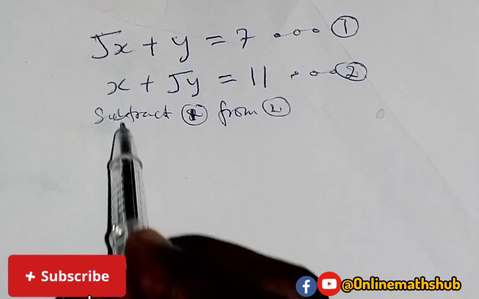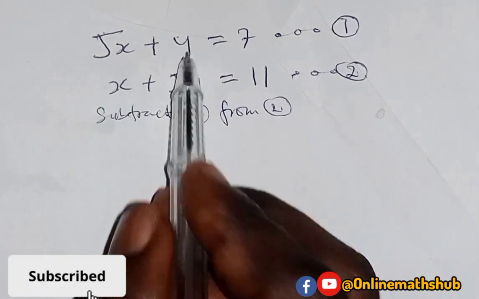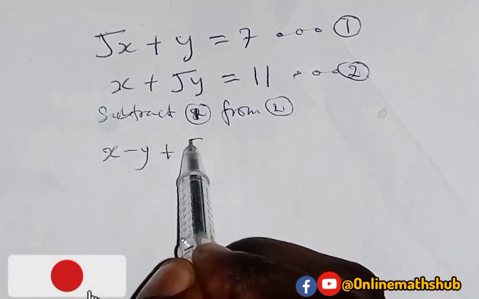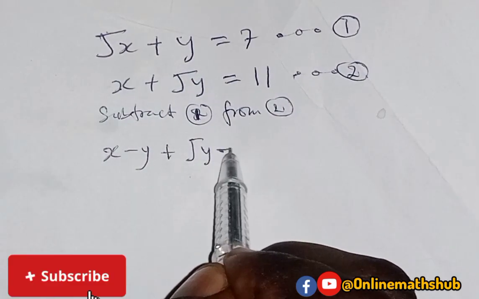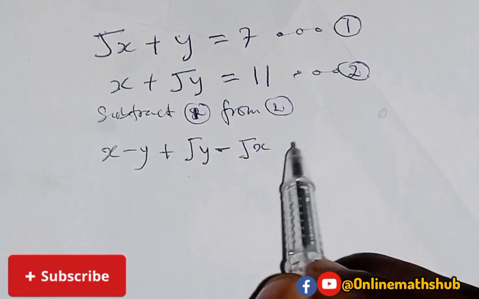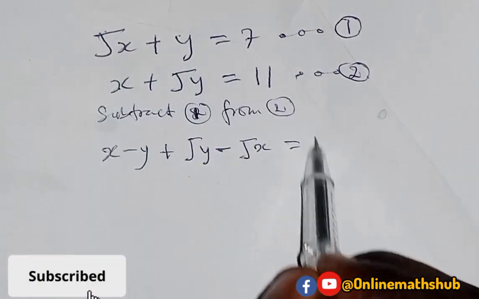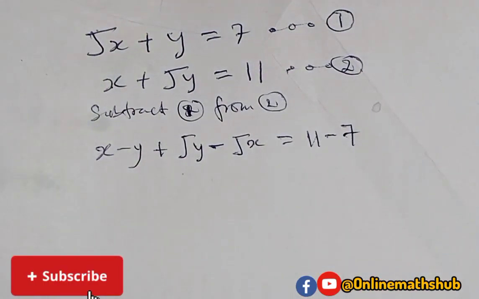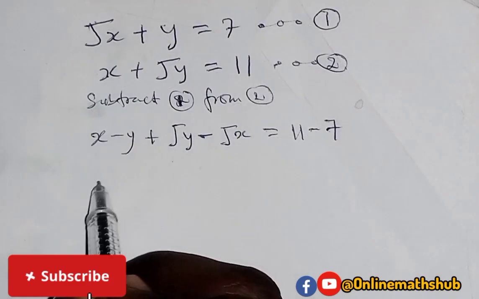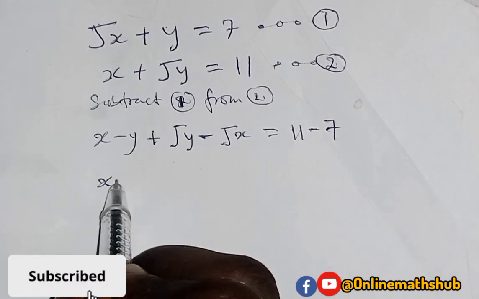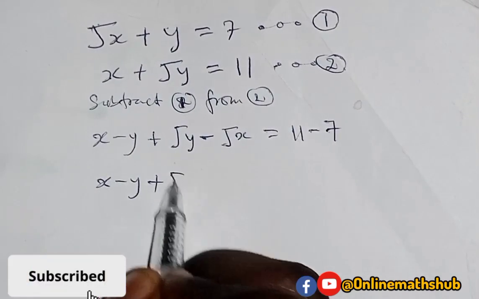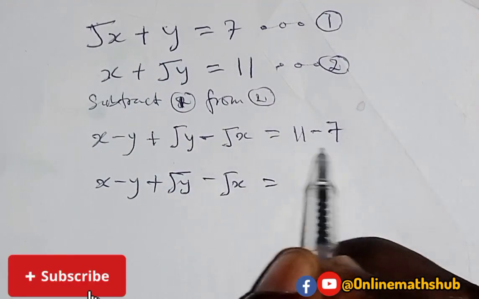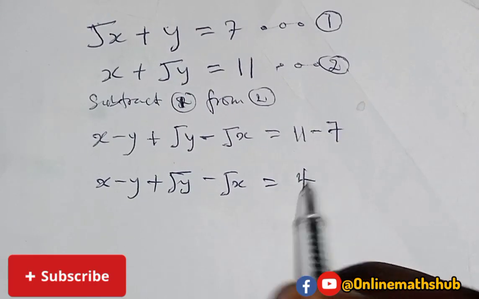Okay, so what I'm going to do is I say x minus y, so I have x minus y, and then plus root y minus root x, and it is equal to 11 minus 7. Okay, so this is what we have at this point. Moving forward, this is equal to x minus y plus root y minus root x is equal to 11 minus 7, which is actually 4.